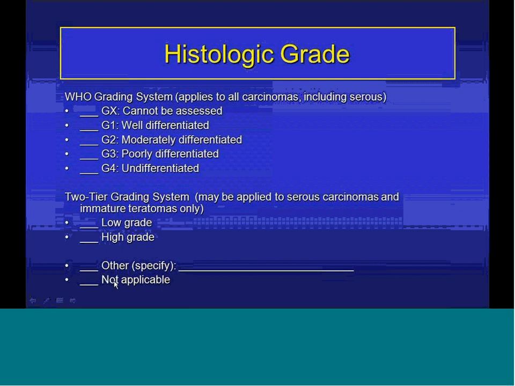Of course, there's always an other, and importantly, there's a not applicable. And this not applicable is very important because of the wide laundry list of tumors that are available to use with this checklist, and I think most specifically, borderline tumors are not graded, and the most appropriate selection for histologic grade for borderline tumors is not applicable. I think that does run the risk of confusing our clinicians, but I think over time they will come to understand this.